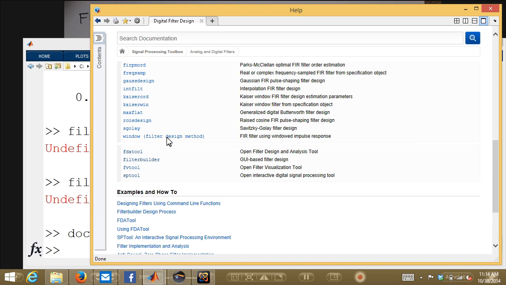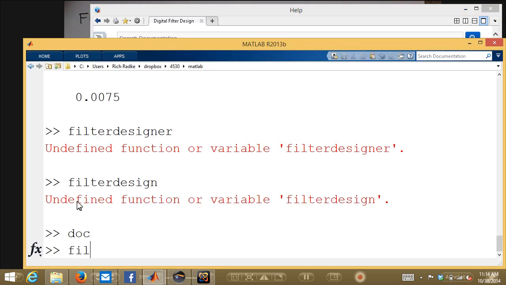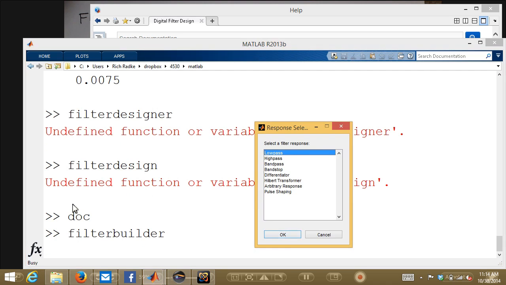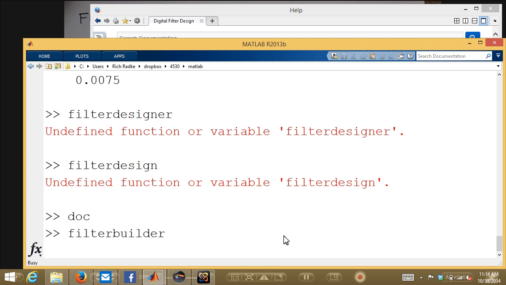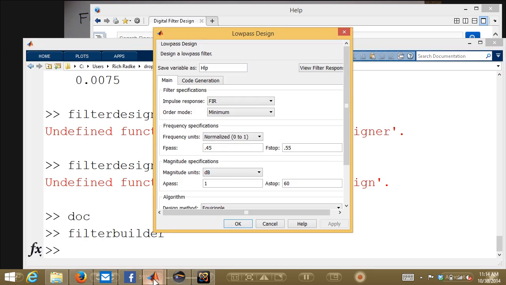Okay, here it is: filterbuilder, FDA tool, FV tool. So let's try filterbuilder. So here it asks me what kind of filter I want to design. So let's say I want to design a low-pass filter. And now it gives me a little menu of stuff that I immediately got rid of. And so I can say, okay, I want an FIR filter.